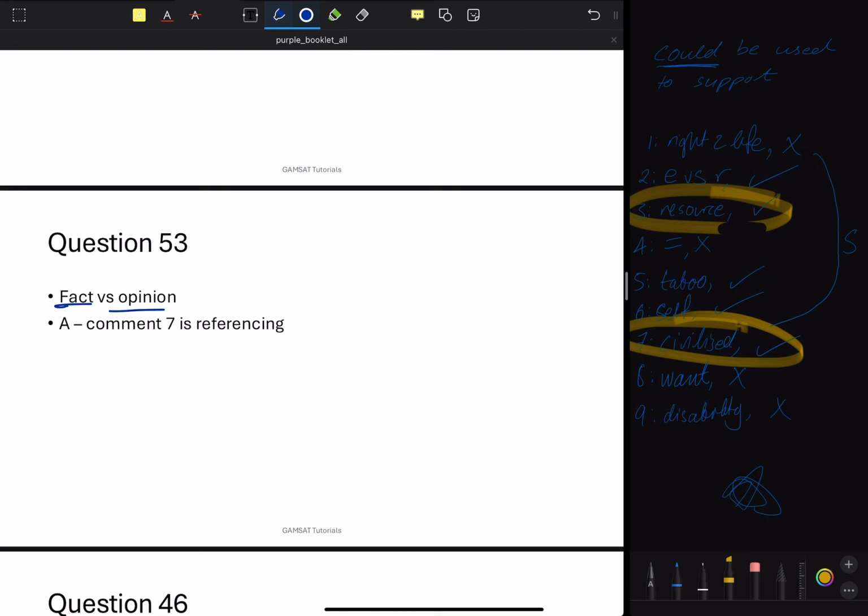B, it's not incompatible with Christianity. That's more of an opinion. Needs stringent legal safeguards, also an opinion. And is a human rights case, also an opinion.